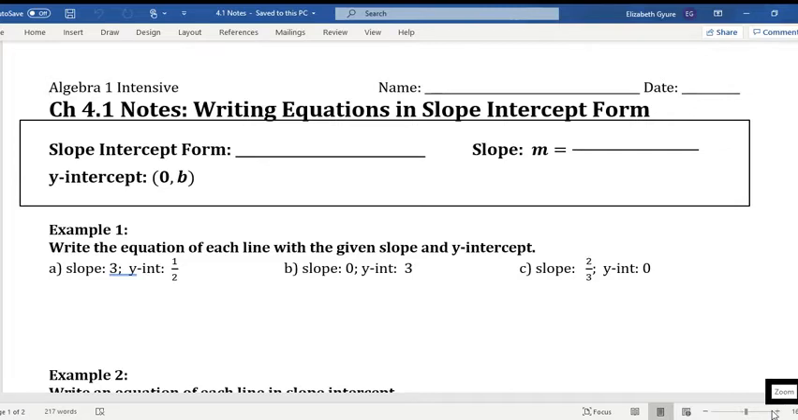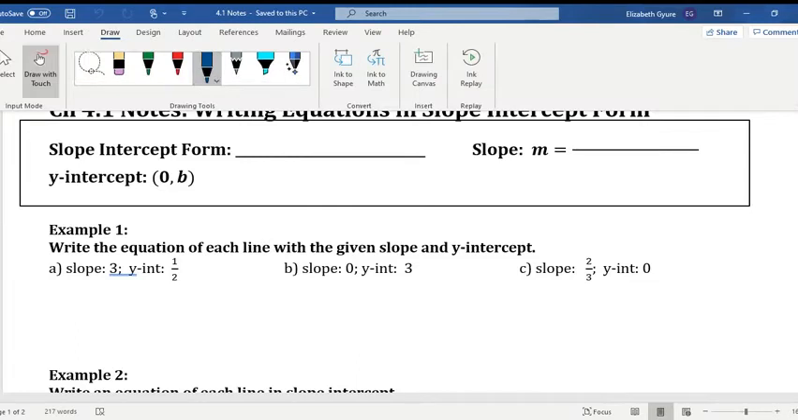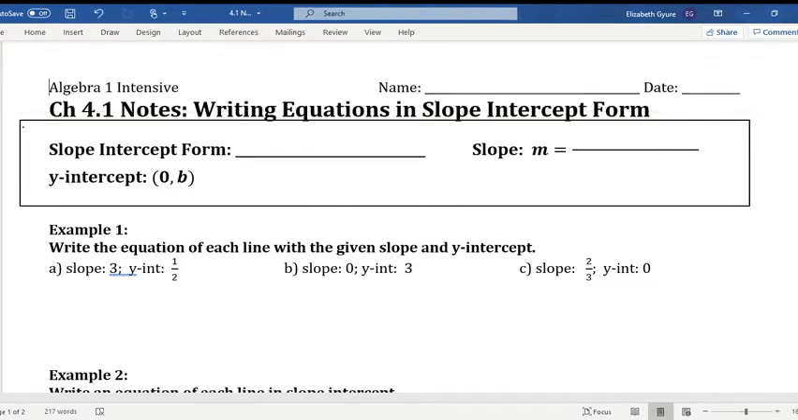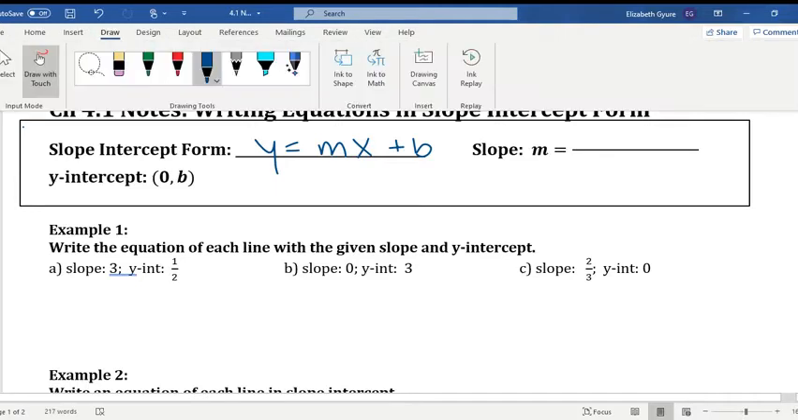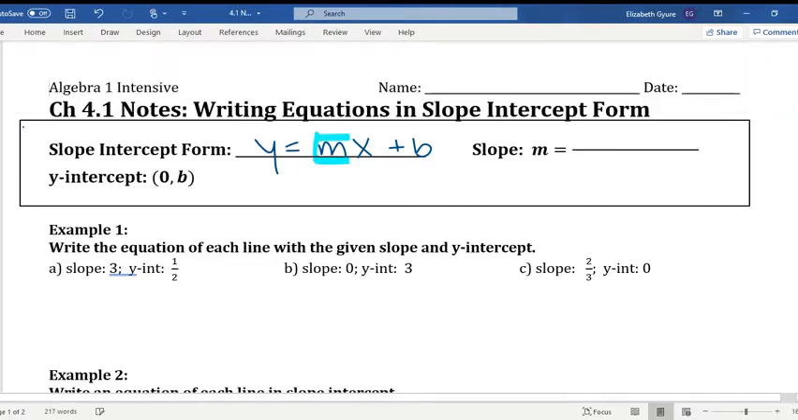So does anyone remember what slope-intercept form is? Like what the equation is? Yeah, it's y equals mx plus b. M is the slope, all right? M is your slope, the number in front of x.